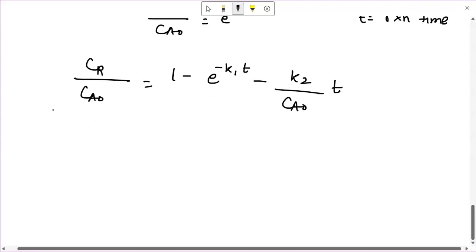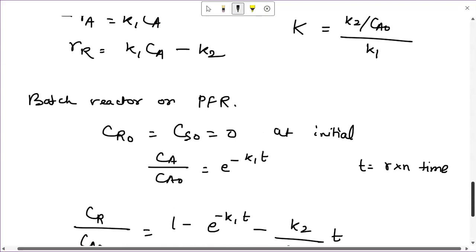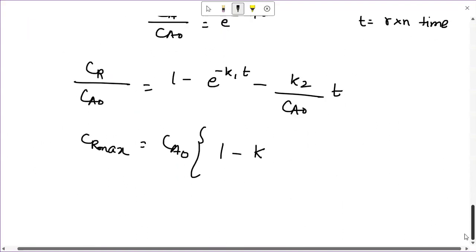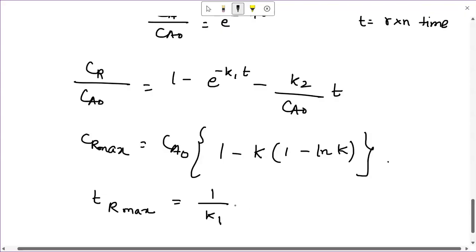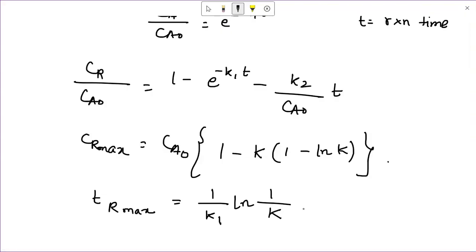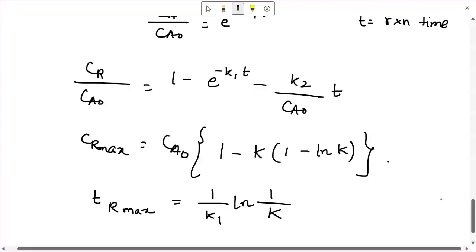The maximum concentration of the intermediate, that is Cr max, is obtained as Ca naught multiplied by 1 minus capital K, which was equal to K2 by Ca naught by K1, multiplied by 1 minus natural logarithm of capital K, and Tr max, that is the time where the maximum concentration of intermediate occurs, is 1 by K1 multiplied by natural logarithm of 1 by capital K.